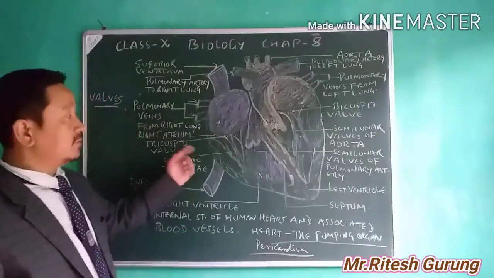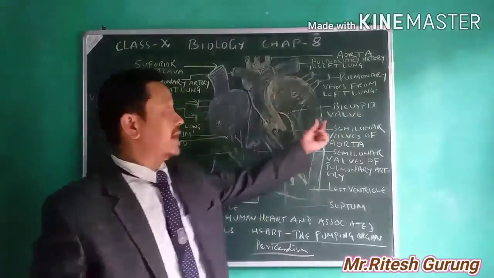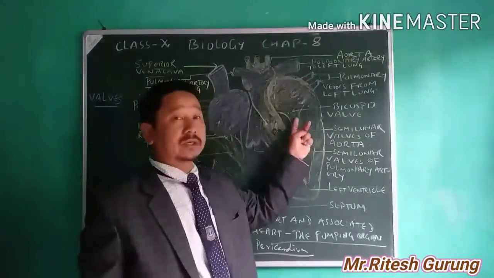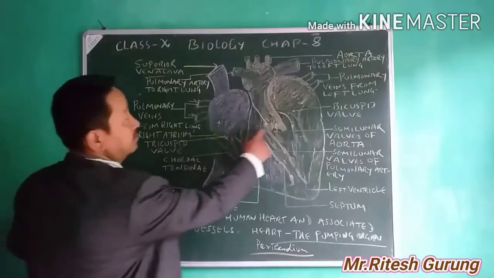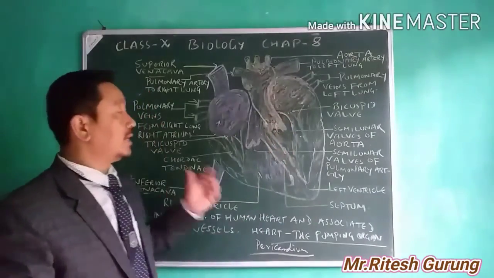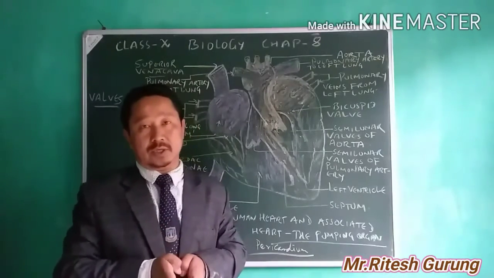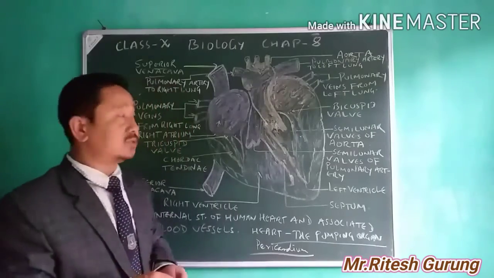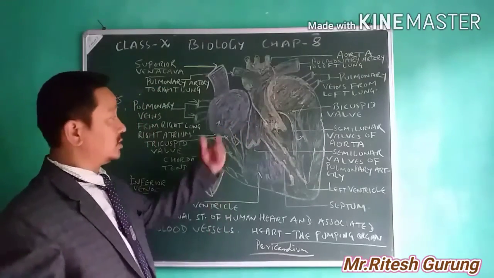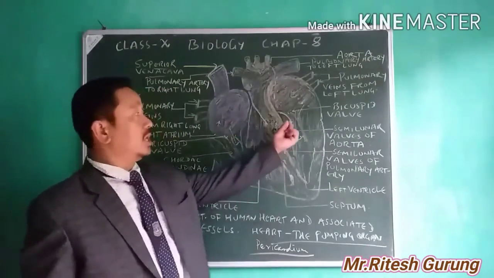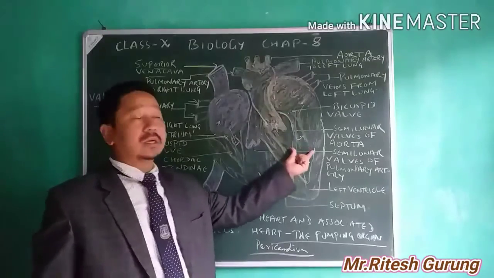Similarly on the other side, between the left auricle and left ventricle, there is a bicuspid valve where only two cusps or two flaps are there. The function of the tricuspid valve and bicuspid valve is to make the blood flow in one direction only. That means towards the respective ventricles. Once the auricle contracts, the valve opens so that the blood will come down to the ventricles.